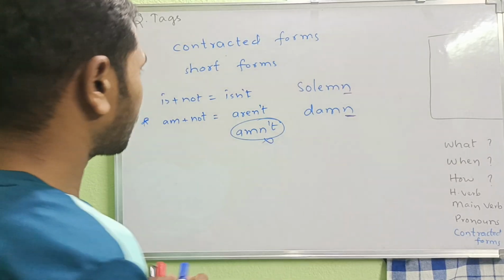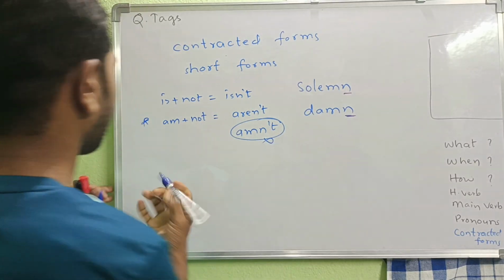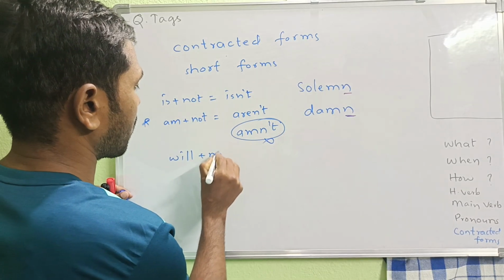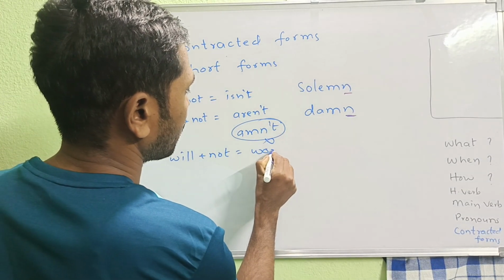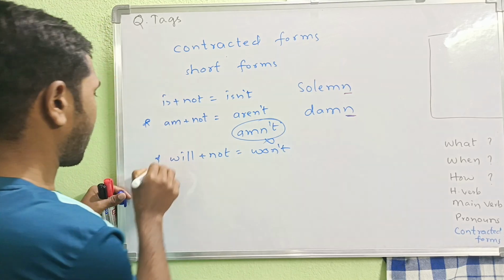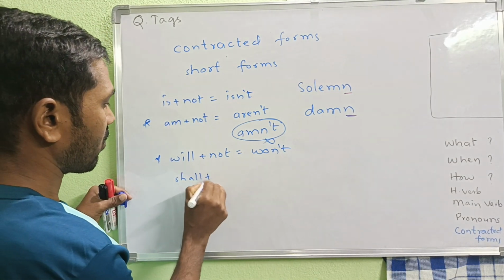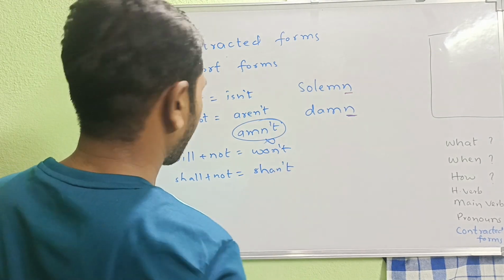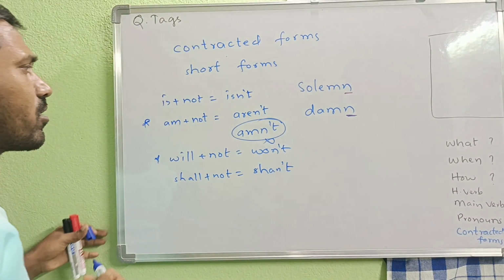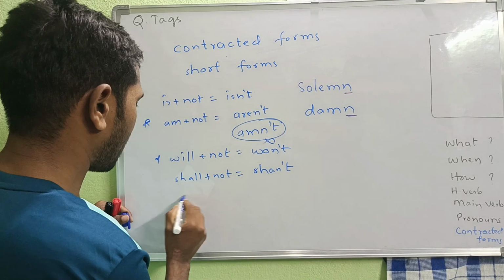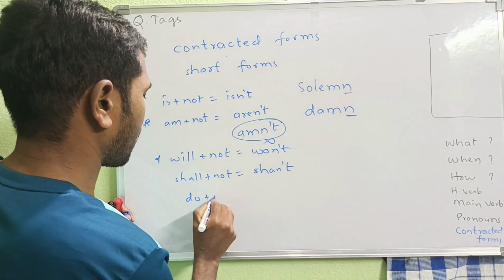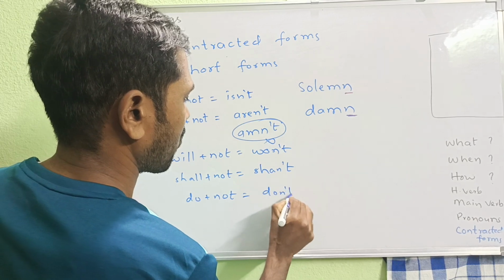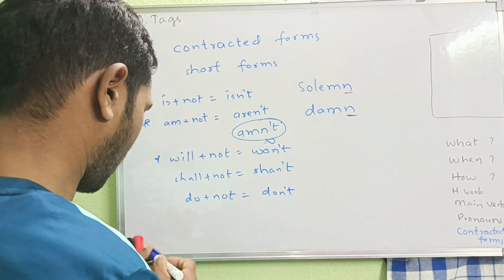Next, some important things you need to know. Will plus not, won't. This is very important. Next, shall plus not, shan't. The remaining things are very easy to write. Do plus not, don't, etc.